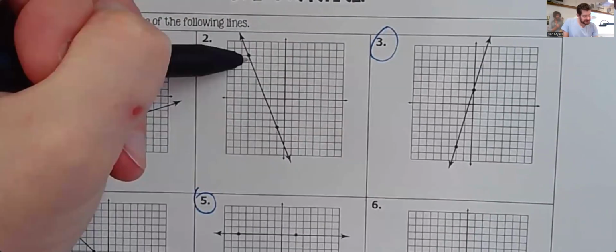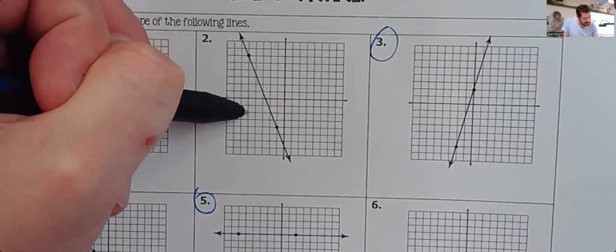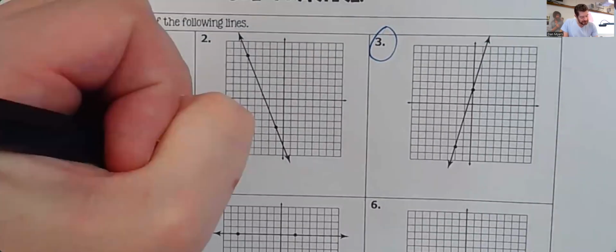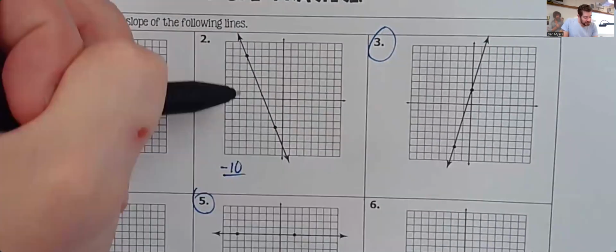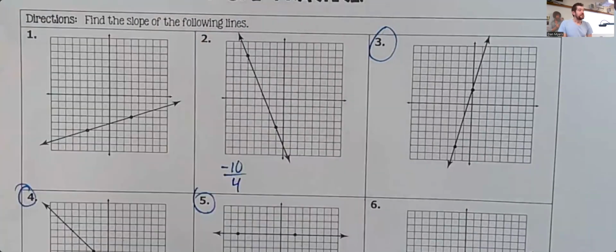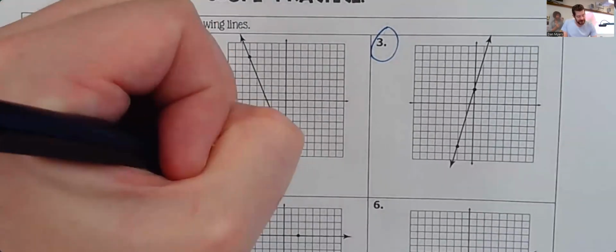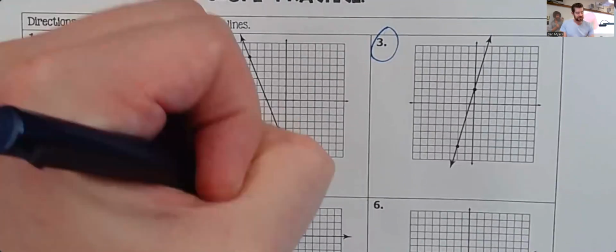And so if we start here on this dot, we go down 1, 2, 3, 4, 5, 6, 7, 8, 9, 10. So that'll be a rise of -10. And once we head down here, it's going to be 1, 2, 3, over 4. So that'd be -10/4, which would reduce to -5/2. So that would be the slope for number 2.